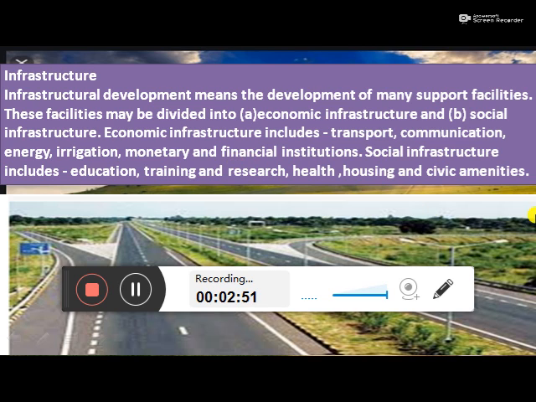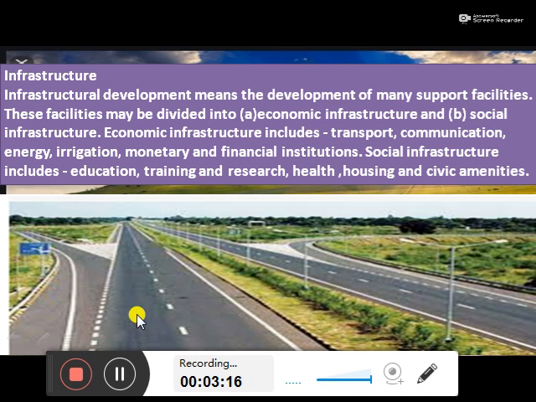Communications are also very, very important. Energy is very important. Irrigation is very important for agriculture development. Without proper irrigation facilities, nothing will happen in the agriculture sector. Much land is now not used for agriculture purposes because of scarcity of water. And monetary means financial supply, the capital flow, the capital supply to the production sectors.